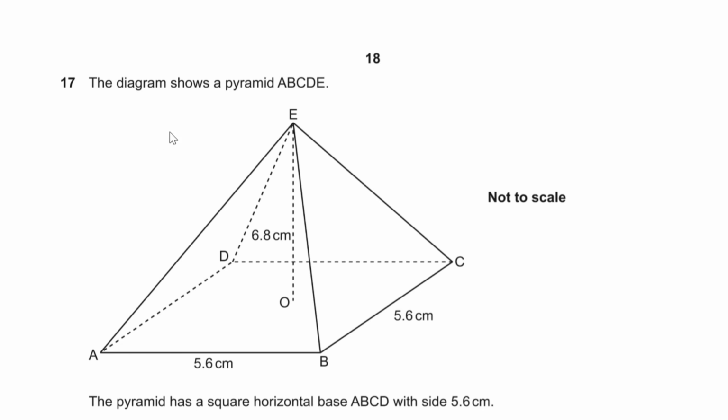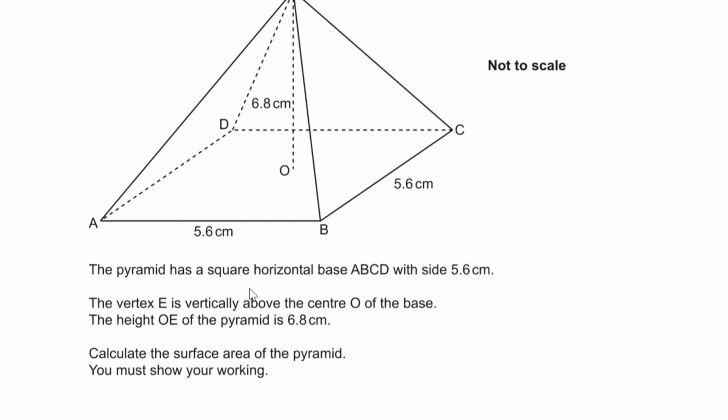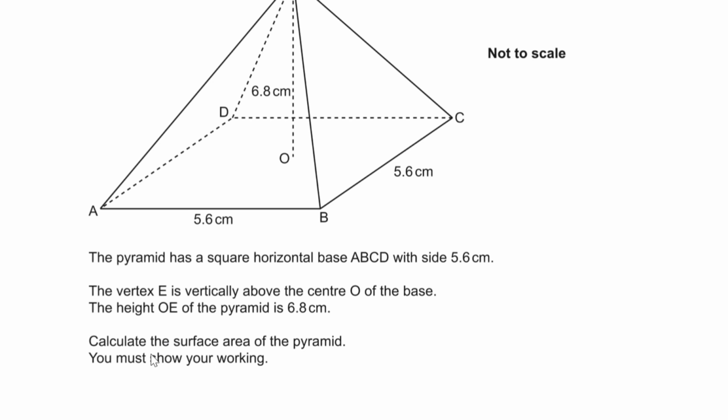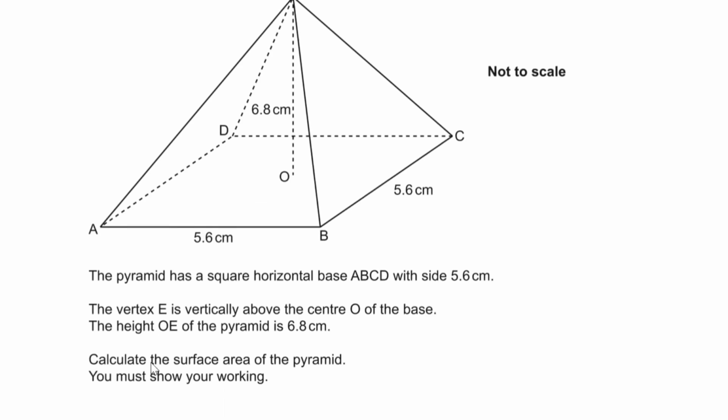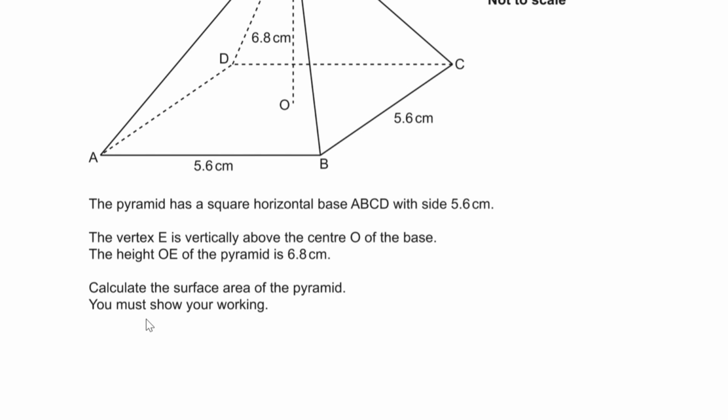Question number 17. The diagram shows a pyramid ABCDE. The pyramid has a square horizontal base ABCD with side 5.6 centimeters. The vertex E is vertically above the center of the base. The height OE of the pyramid is 6.8 centimeters. You have to calculate the surface area. You must show your working.